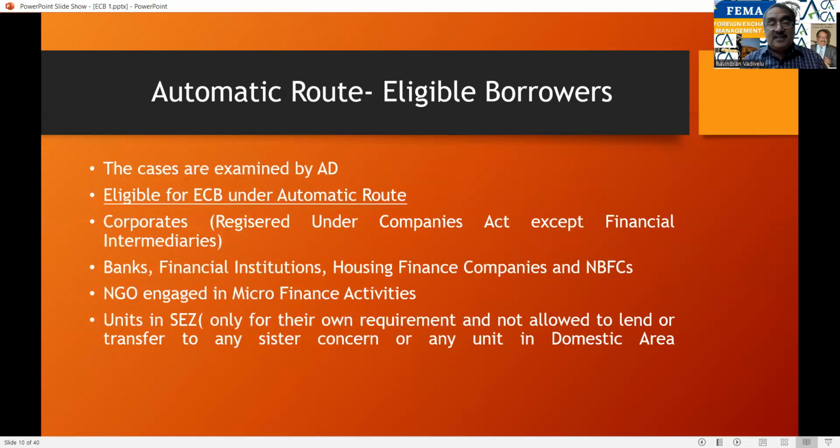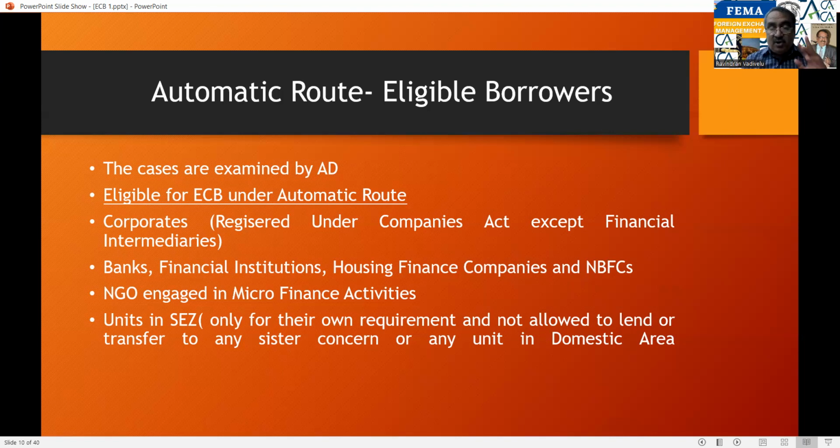What are the cases of eligible borrowers under the automatic route? First we are going to see the automatic route. The AD means authorized dealers. The authorized dealers have examined and say that the following persons are eligible to get ECB under the automatic route. Here we are going to discuss the borrowers.